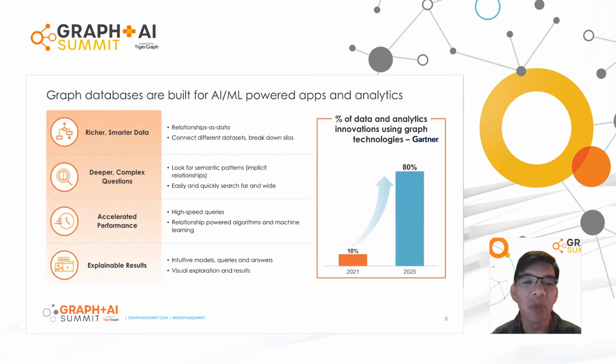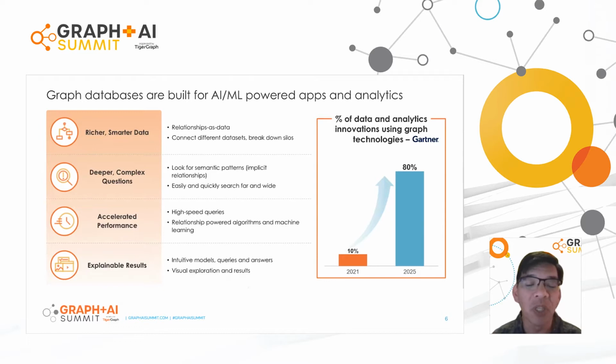You can ask deeper and more complex questions because you're able to form questions based on patterns of activity. Think about when you're trying to solve a mystery, you talk about connecting the dots, and that's what graphs do. And the connections here have semantic meaning to humans. And with a platform like TigerGraph, it's very easy and performant to search both widely and deeply.